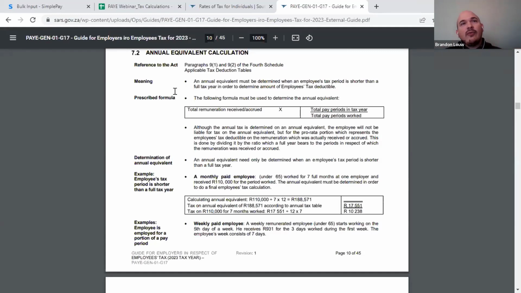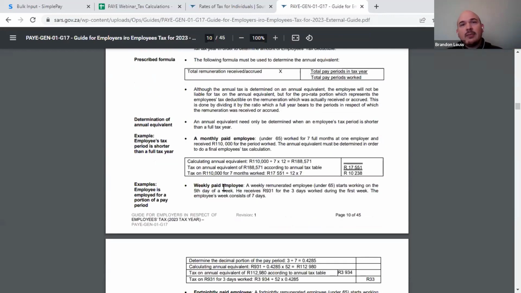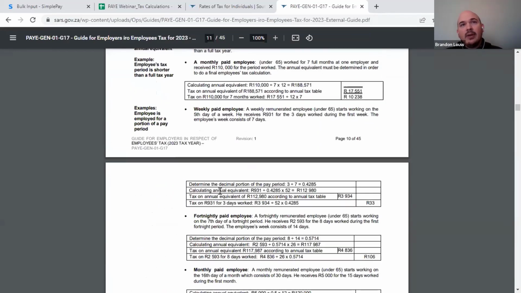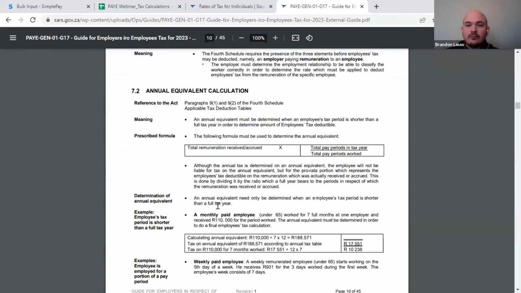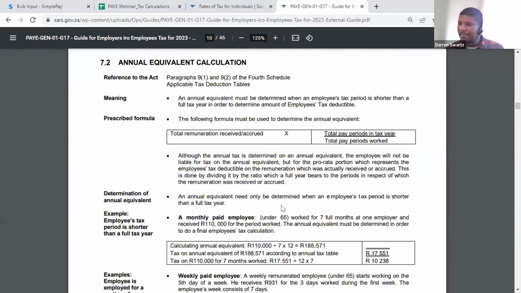So you'll see over here, we've got the first part that gives us a whole formula and explains what you need to do. And then they give you some examples as well beneath that. Okay, Brandon, that's great. But there's a lot of words going on here. We see annual equivalent, we see a formula. Can you take us through an example on how this tax method actually works?